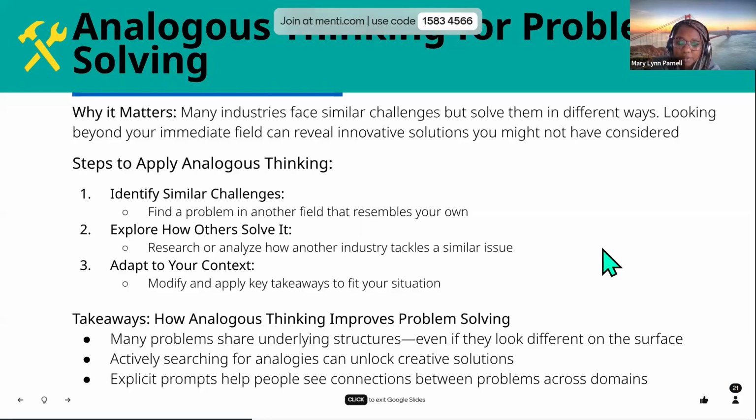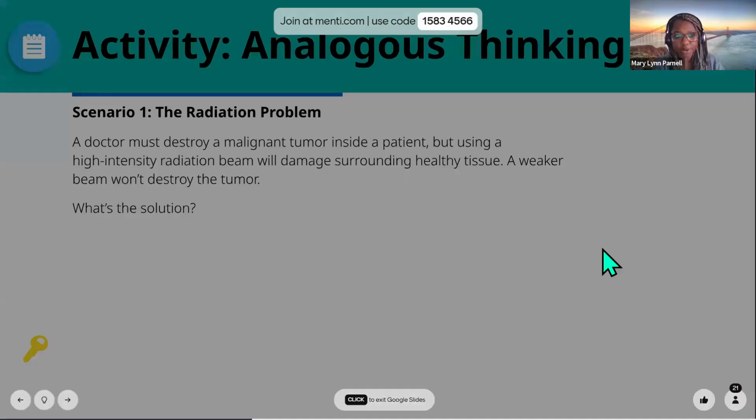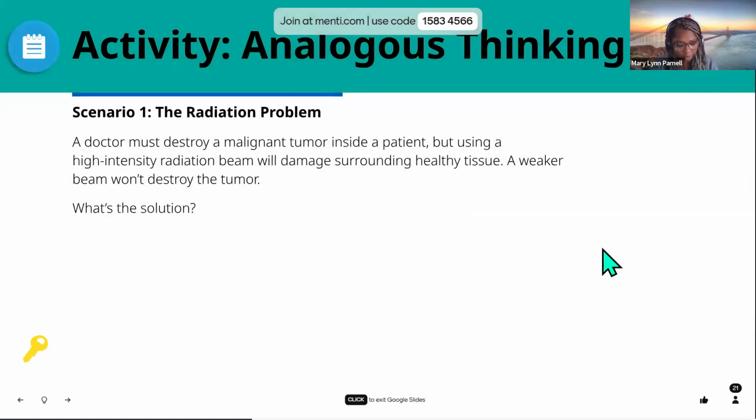So, we need to actively search for analogies that can unlock creative solutions. So, explicit prompts help people see the connections between problems and domain. So, to give you an example of that, we're going to have two problems. Scenario one is a radiation problem.